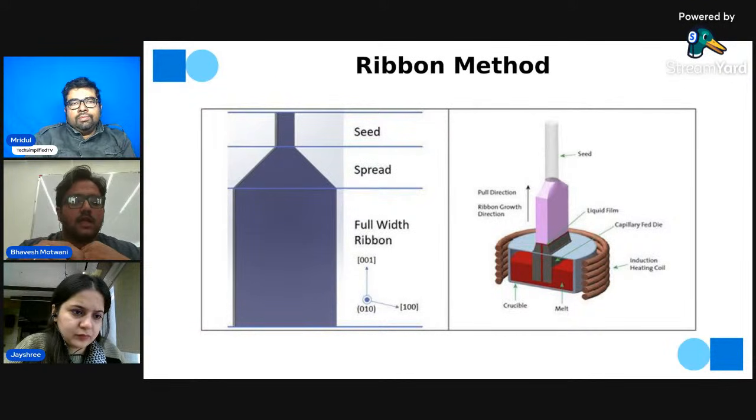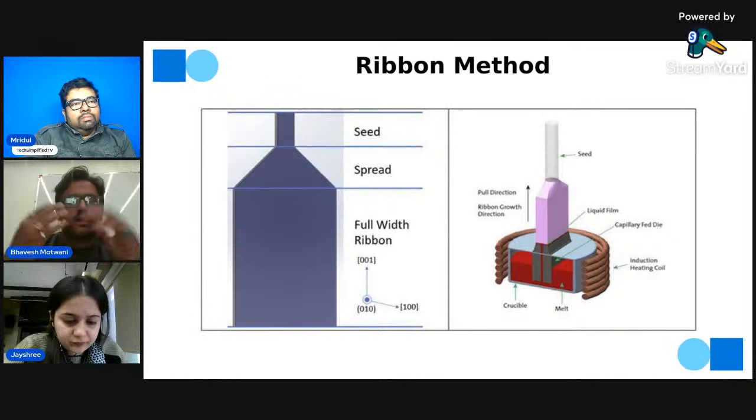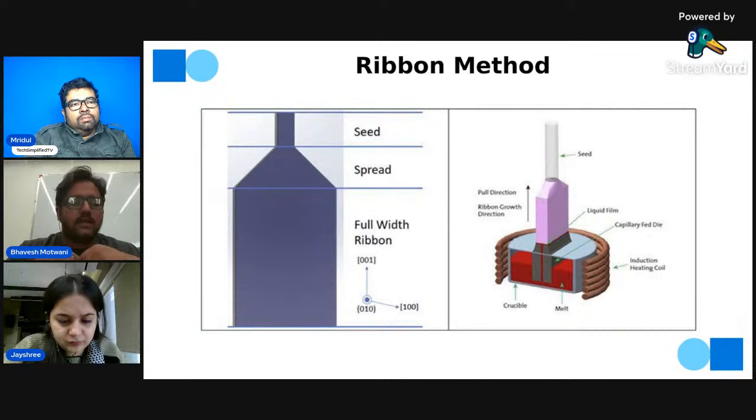It can be the 111, 010 and then 110 orientation. So based on the orientation we need for solar cell fabrication, we can create a phase of a rectangular wafer structure.